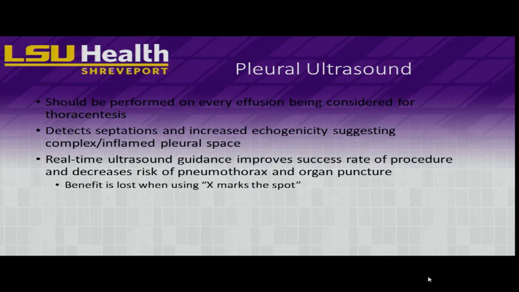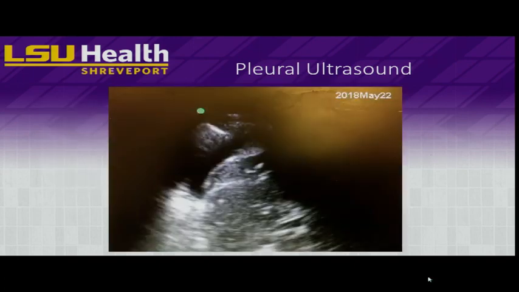The other thing that pleural ultrasound can do, it's more sensitive than CT at detecting septations and increased echogenicity, which can suggest an inflamed or complex pleural space. Now, this is an example of a pleural ultrasound with a very small pleural effusion. I wanted to point out a few of the anatomic landmarks that you need to see on an ultrasound in order to be able to say there's a pleural effusion.